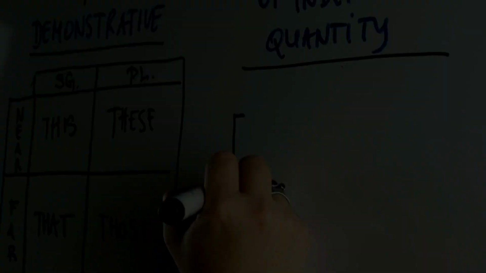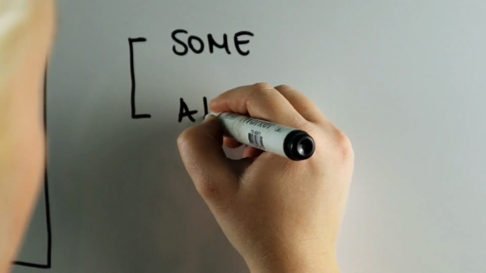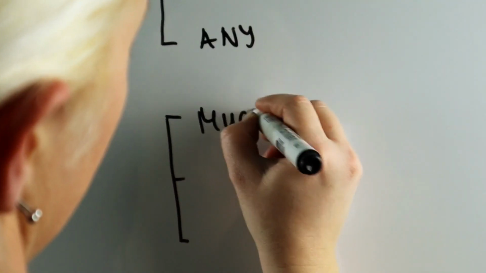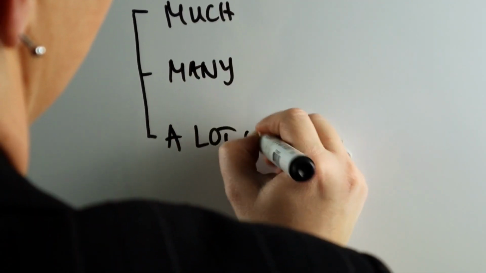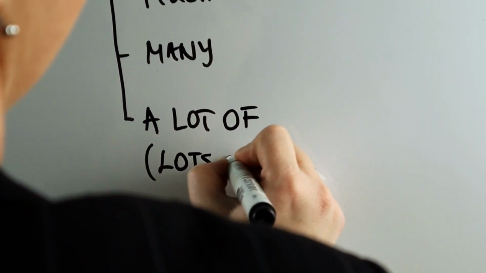Next ones that we have to pay closer attention to, which are oftentimes tricky, are adjectives of indefinite quantity. So these are the adjectives which show certain quantity, but the quantity which is not numerically specified. The first pair is some and any, and the second basically triplet is much, many, a lot of, and its additional form lots of.